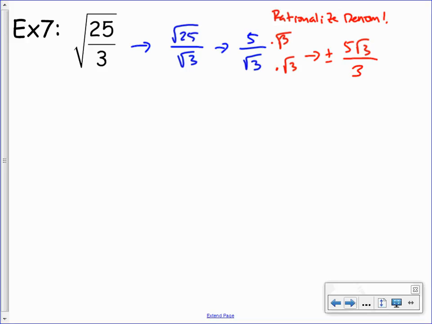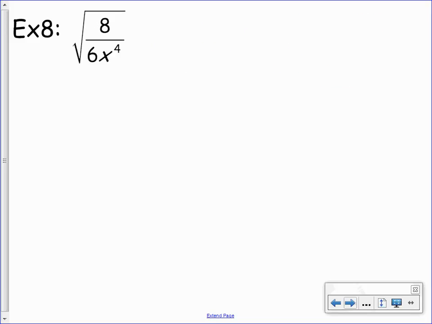Okay. Here we go. Let's do it again. First you ask yourself, can I reduce this fraction? Yes, you can. 8 over 6 reduces down to 4/3. So this is 4 over 3x to the 4th.